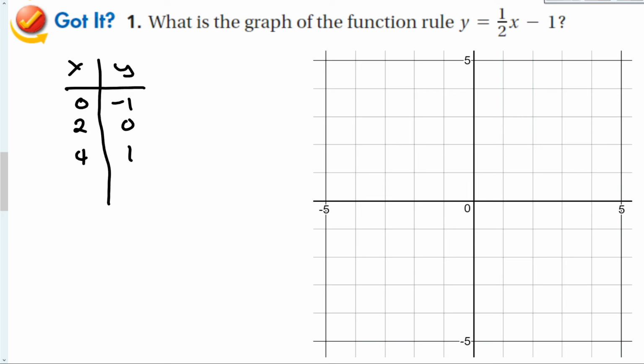Okay, so 0, negative 1. There's my first point. 2, 0. There's my second point. And 4, 1. There's my third point. If I wanted to, I could plug in other numbers like negative 2, which would give me negative 2. And I have, obviously, a nice line going like that.